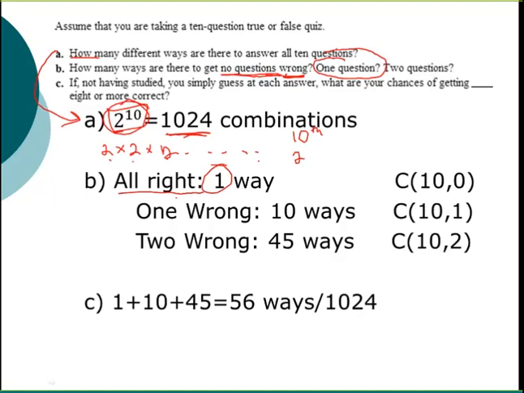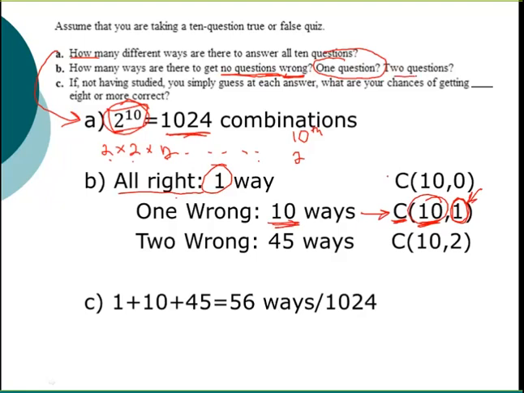Which means you have to get all of them right except one. And so the answer is 10, because there are 10 different problems, and I'm selecting 1 out of those 10 to get wrong. So it's a combination, because I don't care what order I get it wrong. I just care that there's 1 group that I get wrong. So if you do this in your calculator, 10 combination of 1, you'll get your answer of 10.